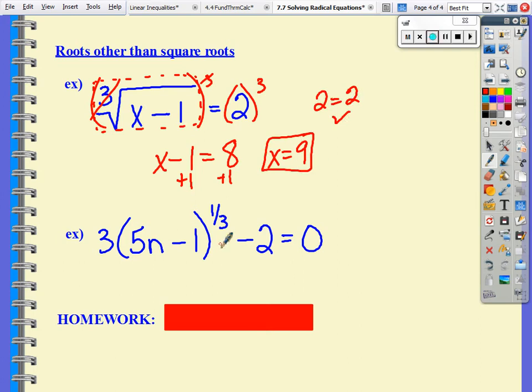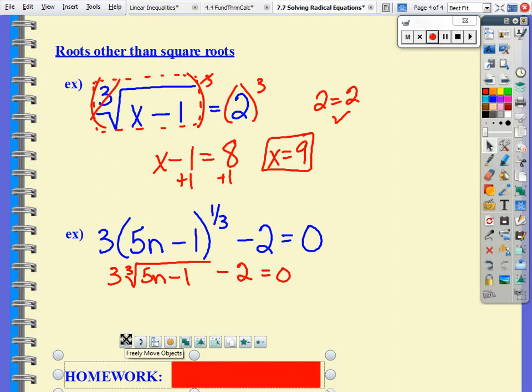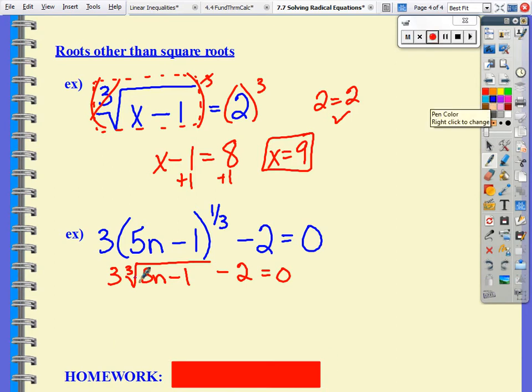Taking a look at this last one right here, it's not much different. The difference is I got to go ahead and rewrite this as a cube root, and I got to get it isolated. So the 3 is not inside. It's outside the cube root. So it's going to be written like this, and then you get 5n minus 1, minus 2 equals 0. Now if you remember the process, how do we solve these? What we need to do is isolate the radical. So I need to move the constant first through addition. Then I need to move this coefficient through division.